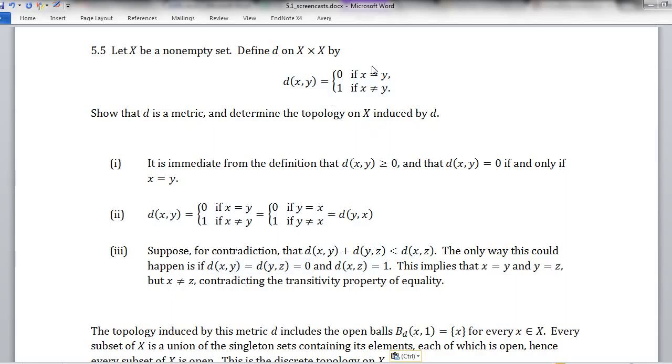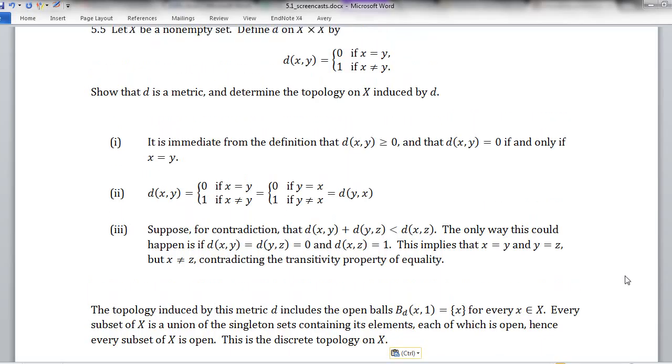But what does that mean, right? If the distance between 2 points is 0, we know they have to be equal to one another, so x equals y and y equals z. And the distance being 1, we know they're not equal. But look, equality is transitive, right? If x equals y and y equals z, then x has to equal z. So we have a contradiction. Okay? So in fact, the left side here must be greater than or equal to the right side. And the triangle inequality holds.